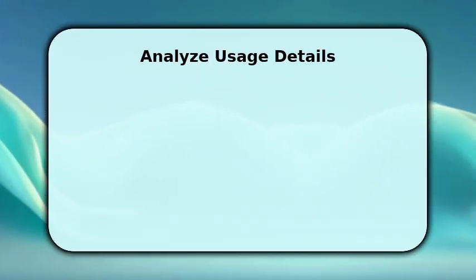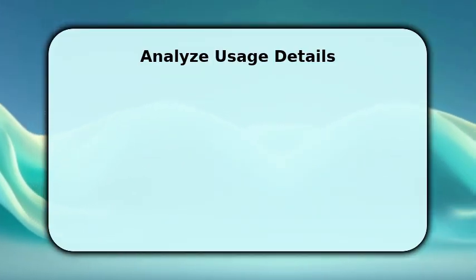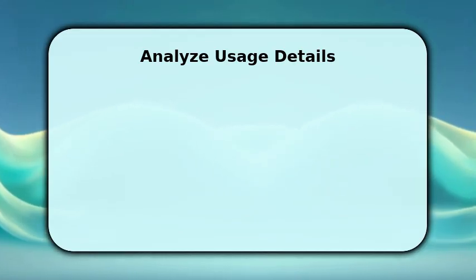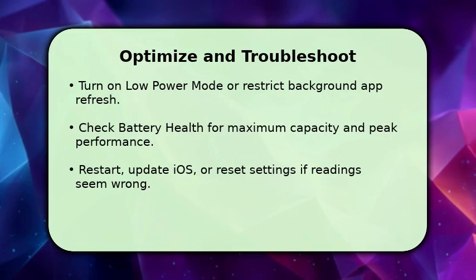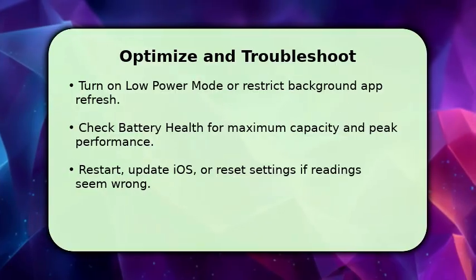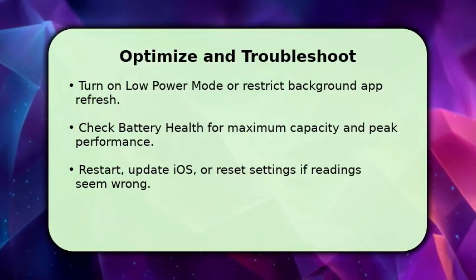Once done, sort apps by % of battery to prioritize which ones to restrict or finish by applying fixes. Enable low power mode or disable background app refresh for the heavy hitters you identified.